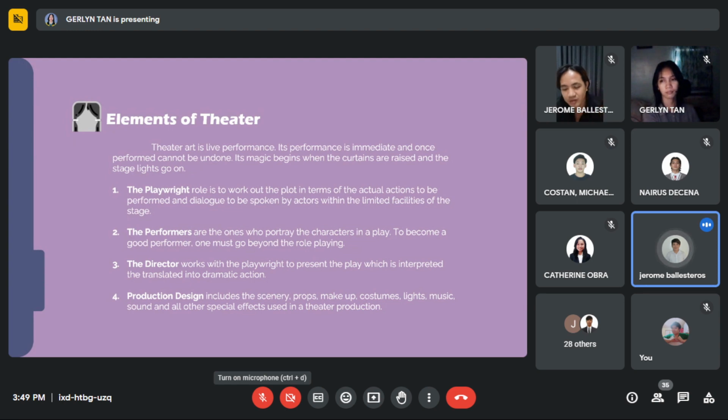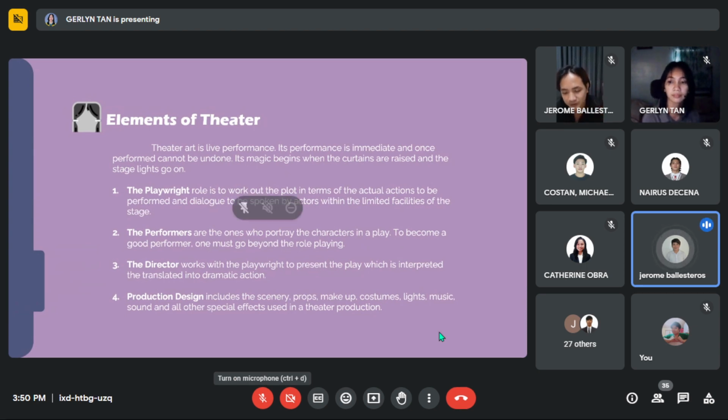Okay? Next, we have the performers. Kung sa kabila, sa drama kanina, or yes, if I'm not mistaken, ang tawag sa kanila ay mga actors. But in theater, tinatawag silang mga performers. So those are people that can portray a certain character in a play. Okay? Next one, we have the director. Director need to work with playwright for them to create a good dialogue or a good script for their performers.